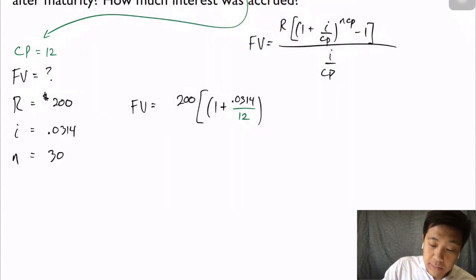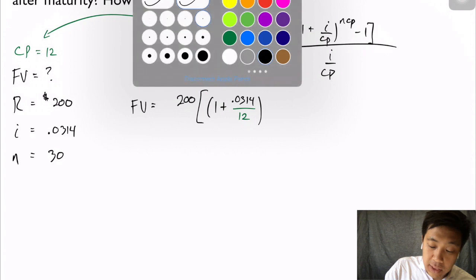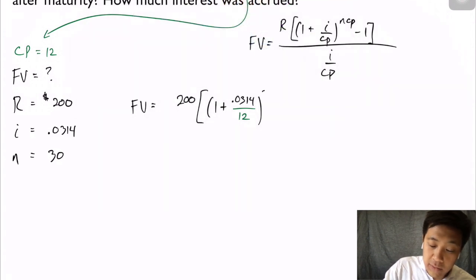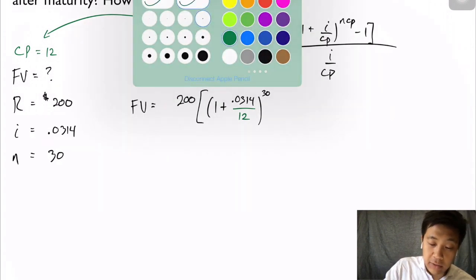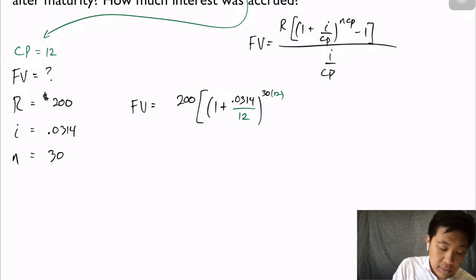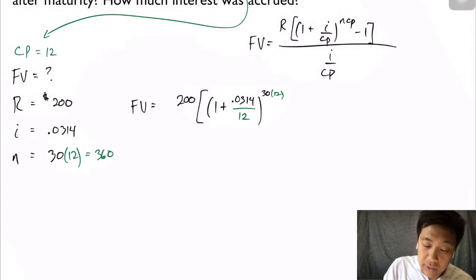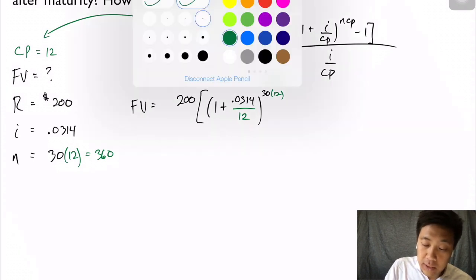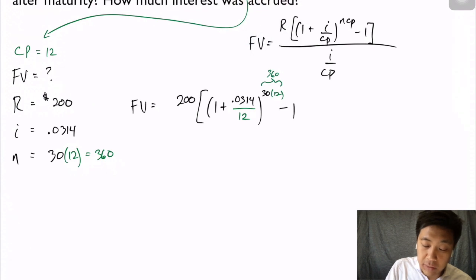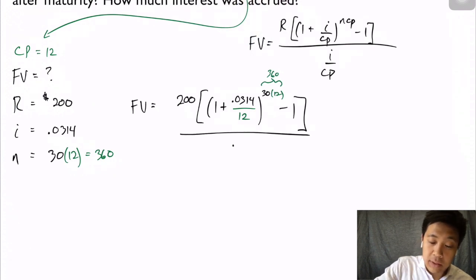For some students, you could write this as 30 times 12. Some people like to do that calculation immediately. If you do, you can do it on the side here and realize that this is 360. So if you don't like having to multiply in the exponent, you could realize that this number right here, you can enter 360 immediately and you'll get the same effect. Minus 1, close the bracket, and then on the bottom here, 0.0314 divided by 12.